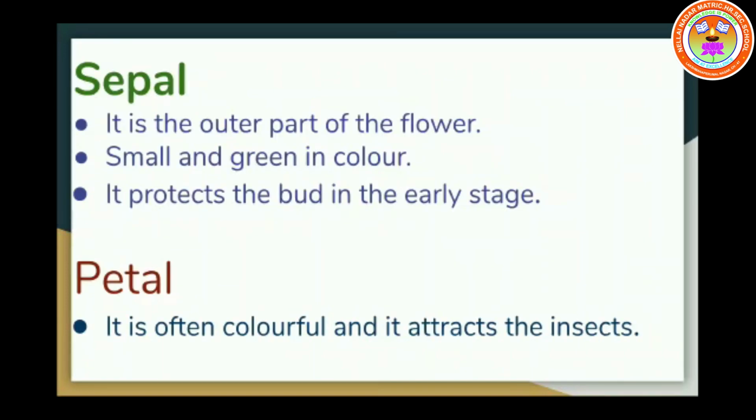Sepal. It is the outer part of the flower. It is small and green in color. It protects the bud in the early stage. Petal. It is often colorful and it attracts the insects.